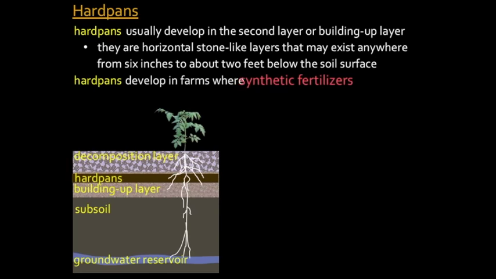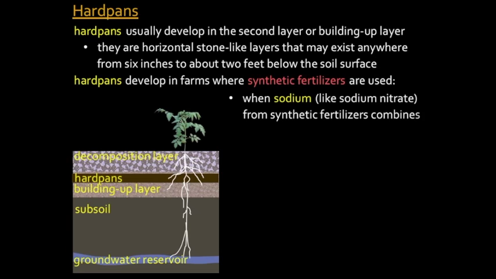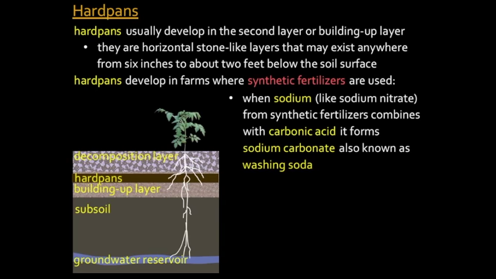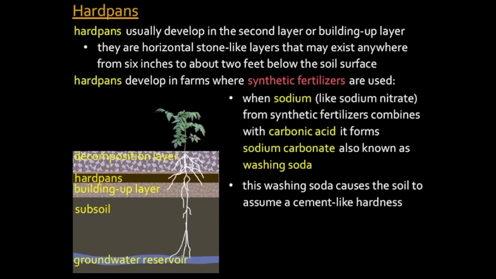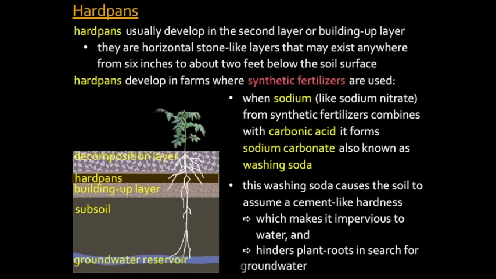Hard pans develop in farms where synthetic fertilizers are used. When sodium, like sodium nitrate, from synthetic fertilizers combines with carbonic acid, it forms sodium carbonate, also known as washing soda. This washing soda causes the soil to assume a cement-like hardness, which makes it impervious to water and hinders plant roots in search for groundwater.